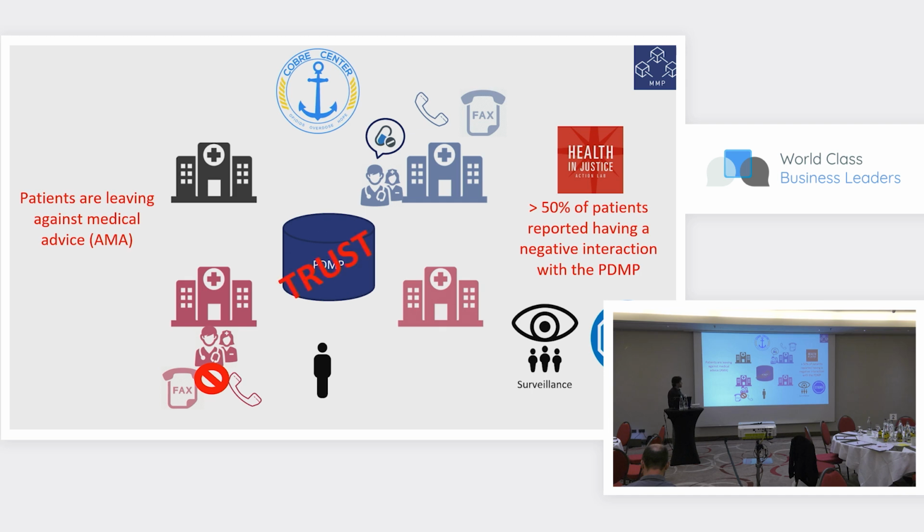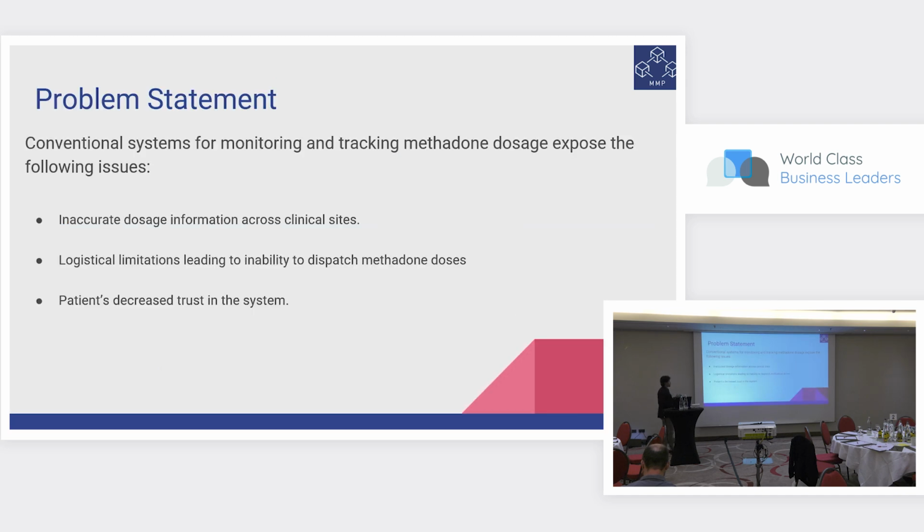So what are we doing? So again, to summarize the problem statement, due to the mismanaged system, there's inaccurate dosage information across all clinical sites. And there are logistical limitations where the patients don't get the dosage that they require because the clinical sites do not communicate with each other, and the information only exists at one of these clinical sites, which causes a decreased trust in the healthcare system for these patients.